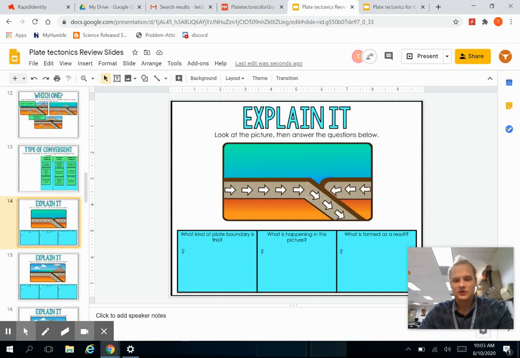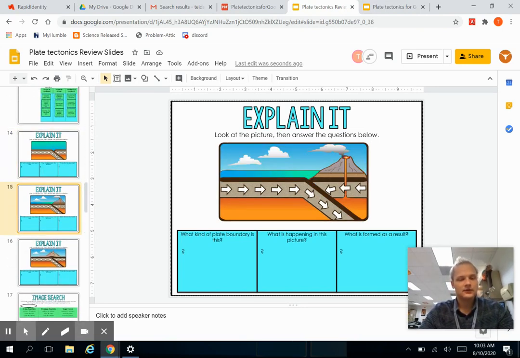Look at the picture, then answer the question below. So right now we're looking at ocean to ocean crust, okay, converging on one another. And so just make sure to talk about what kind of plate boundary this is. Well, this has got to be a convergent plate boundary, ocean. What's happening in this picture? The more dense ocean plate is subducting under the less dense one. And then what is formed as a result? We're going to get a trench here, as well as probably some underwater volcanoes that are forming where the plate is being subducted into. All right, let's keep on going.